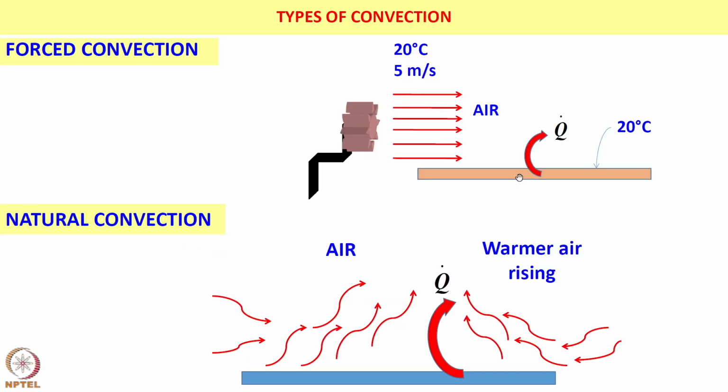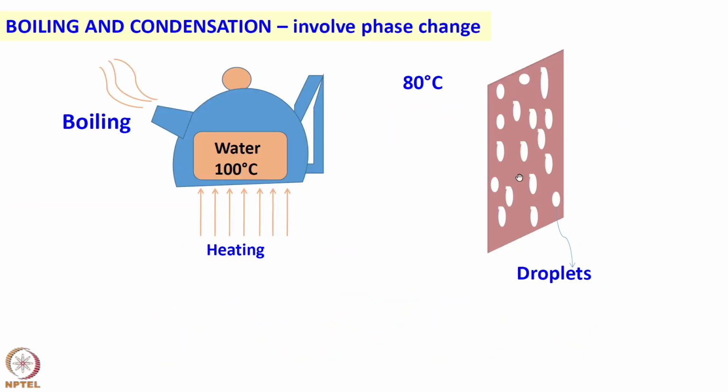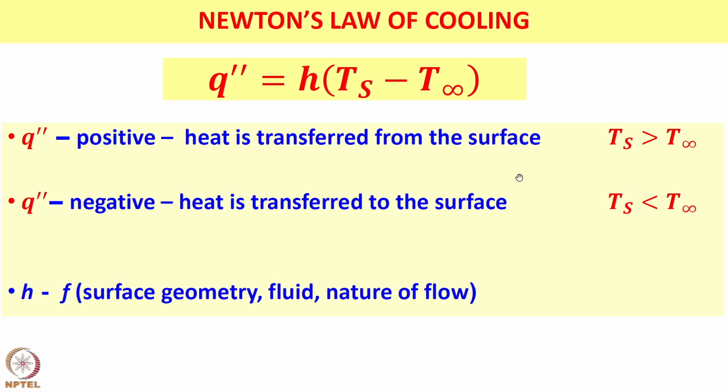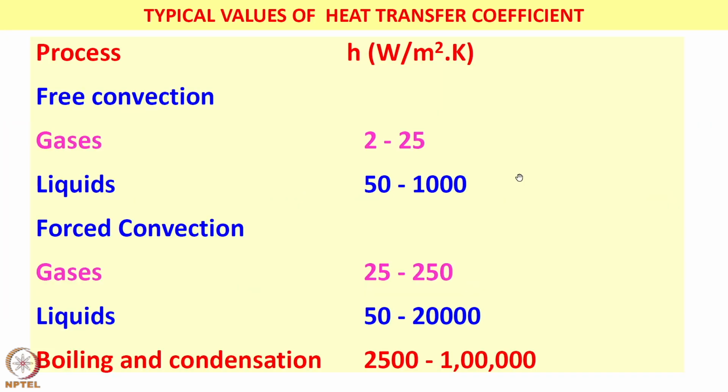Convection, forced, natural convection, water boiling, condensation. So Q is positive when heat is transferred from the surface, negative when heat is transferred to the surface, because the sign would be appropriately changed. Heat transfer coefficient is a function of surface geometry, nature of flow and fluid. Here are the values. Typically 2 to 25 is the heat transfer coefficient for gases. For liquids it is 50 to 1000.